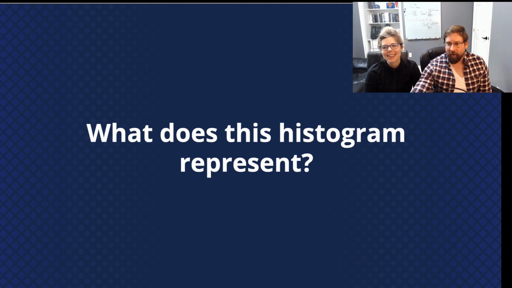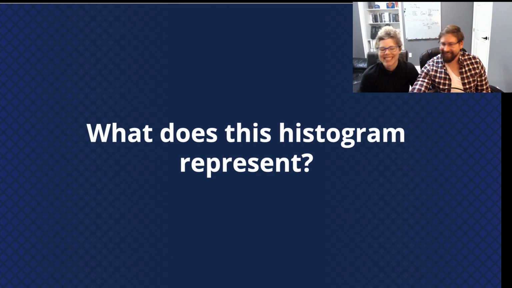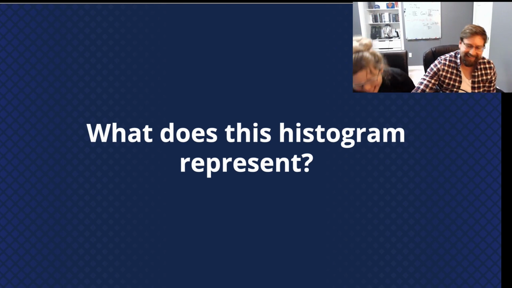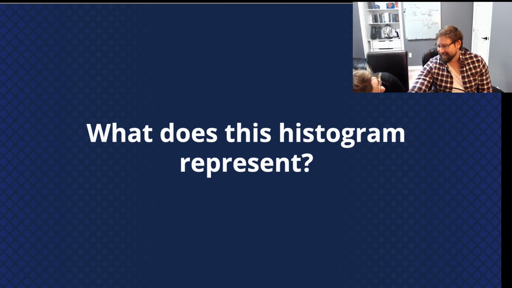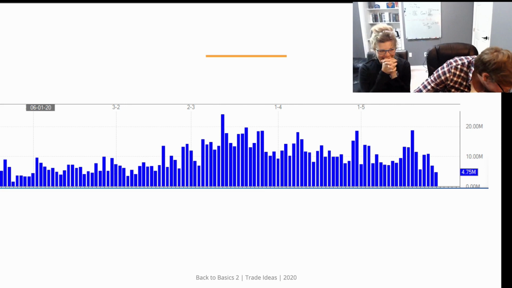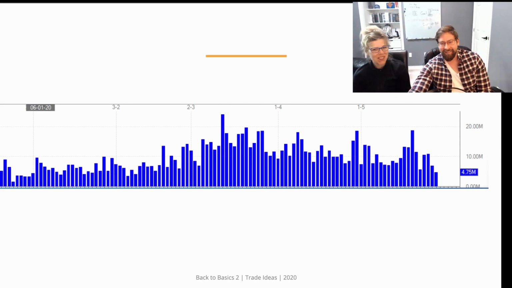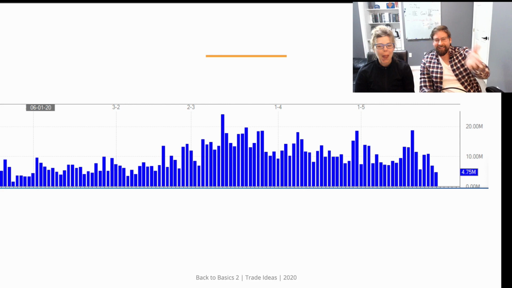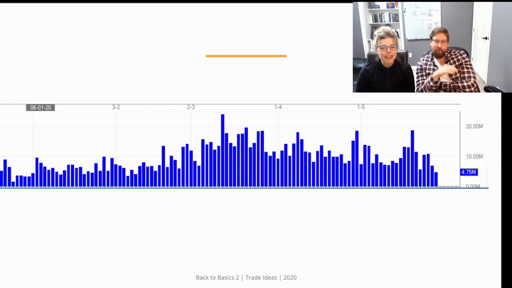So what does this histogram represent? First of all, what's a histogram? Do you know what a histogram is? A graph that dictates history. Oh. All right. So what does this histogram represent? It's like a bar. The float chart. No? Okay. It's on the bottom of all the charts we've looked at so far.